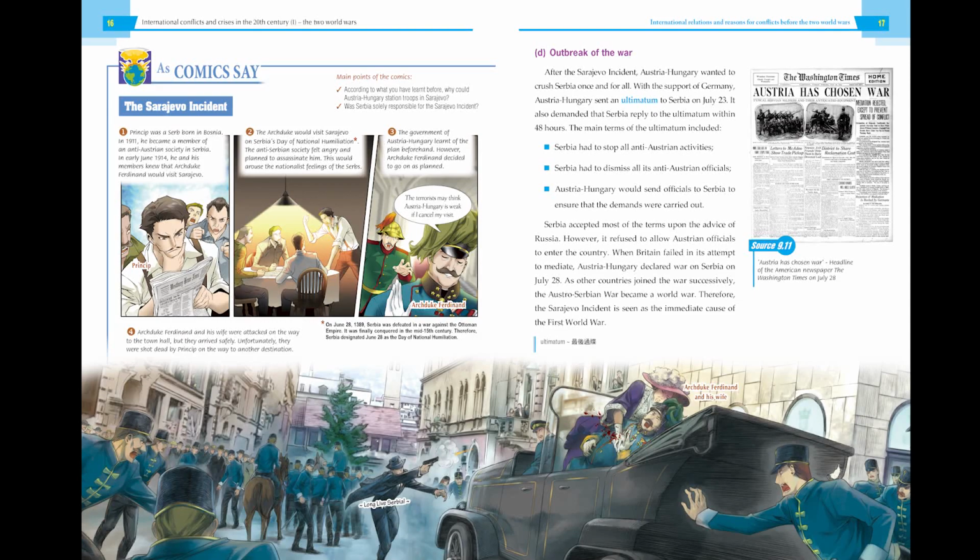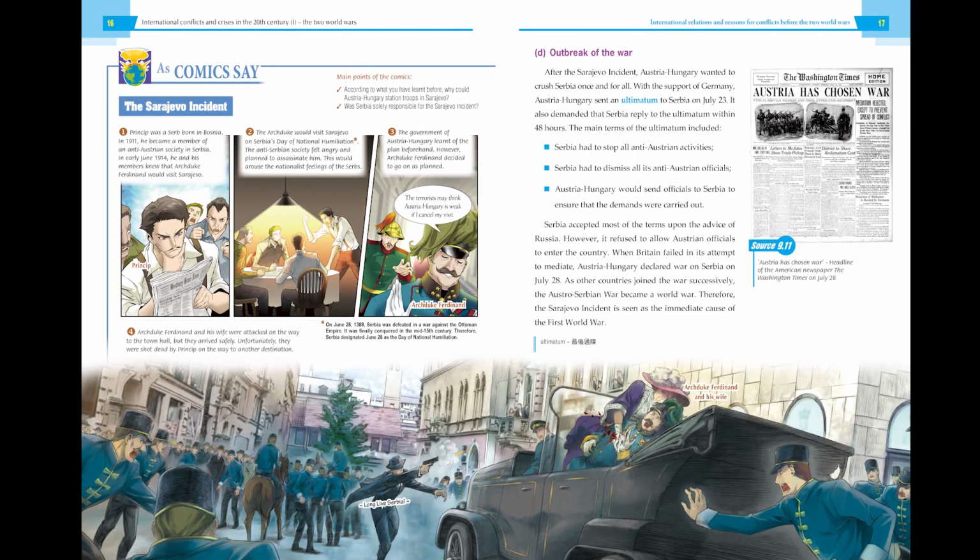The Sarajevo incident. 1. Princip was a Serb born in Bosnia. In 1911, he became a member of an anti-Austrian society in Serbia. In early June 1914, he and his members knew that Archduke Ferdinand would visit Sarajevo. 2. The Archduke would visit Sarajevo on Serbia's Day of National Humiliation. The anti-Austrian society felt angry and planned to assassinate him. This would arouse the nationalist feelings of the Serbs.